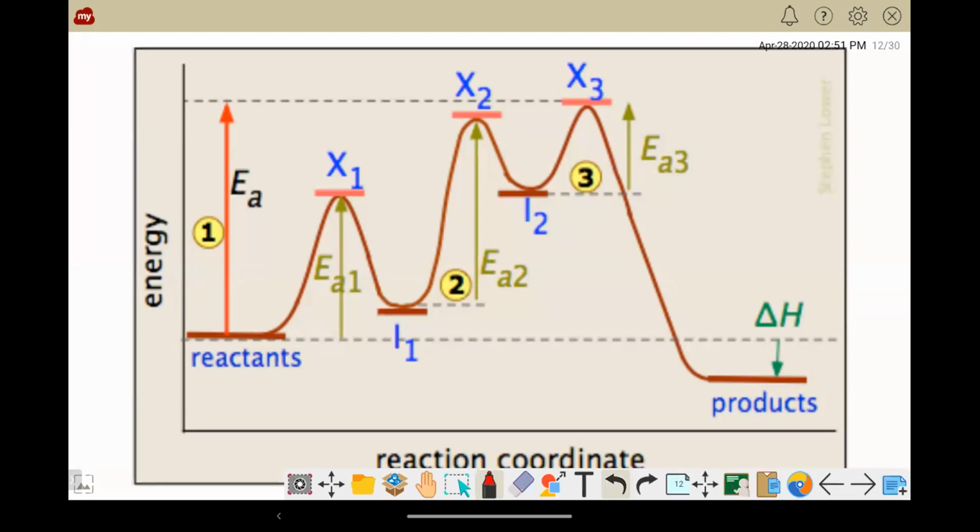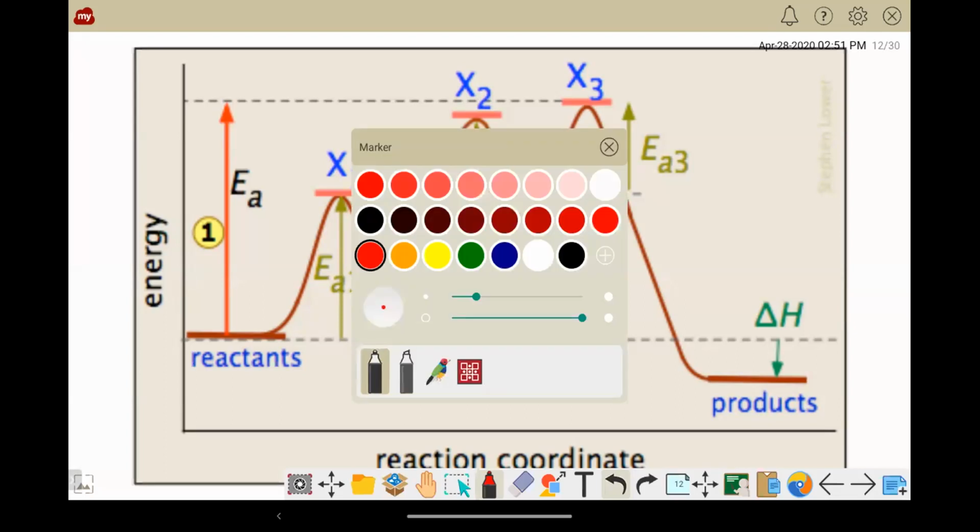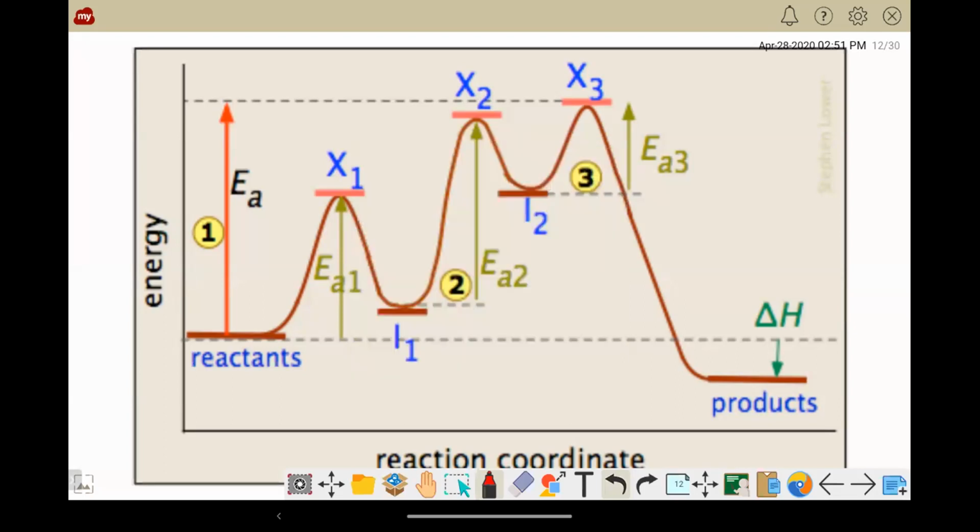So if I were to think about my balanced chemical equation, I would be seeing this arrow, products. And that's all I would see. I start with this stuff, I end up with that stuff at the end, and oh, here's how exothermic it is, and here's how much energy I get per mole.